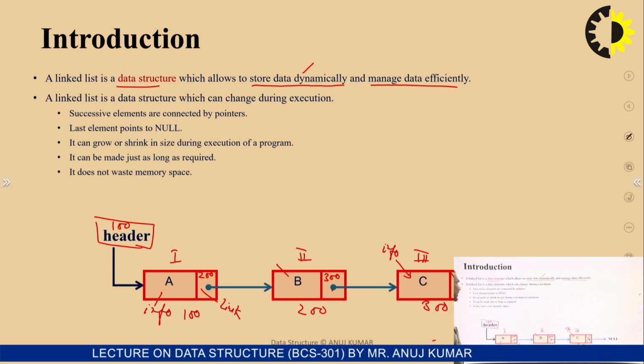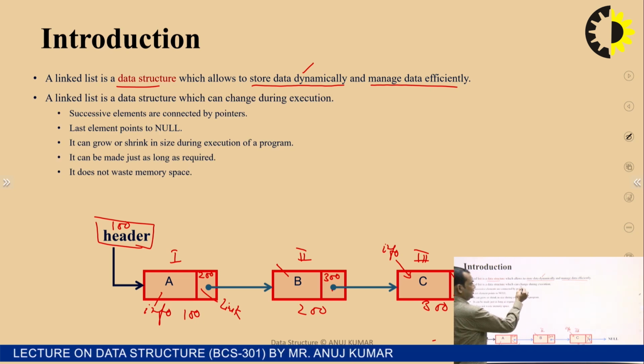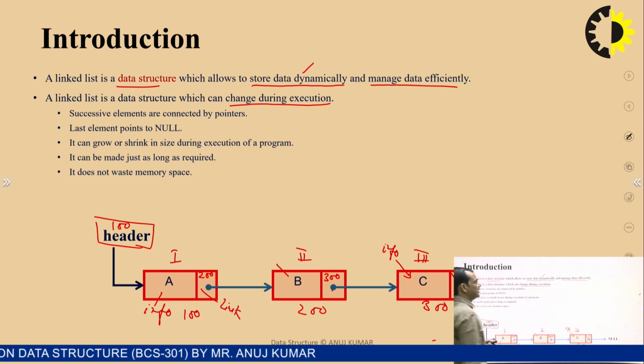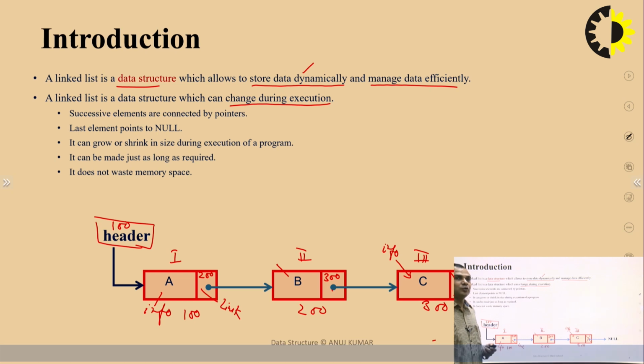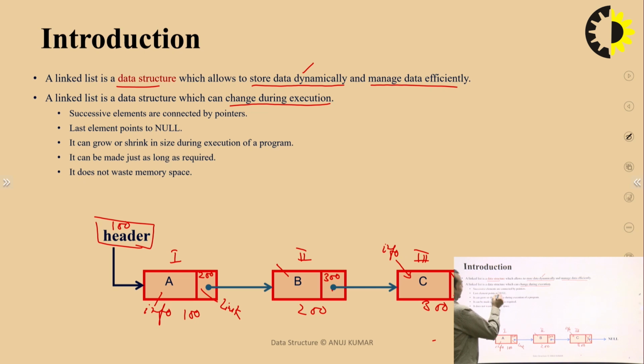Next, a linked list is a data structure which can be changed during execution, meaning we can change the values during execution. When we are using the linked list, how is it changed? Because it is executed or compiled at runtime. All elements are connected by pointers, meaning we have to declare pointers. The last element points to the null value.